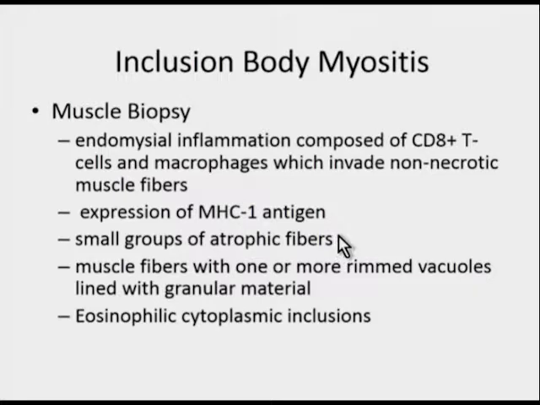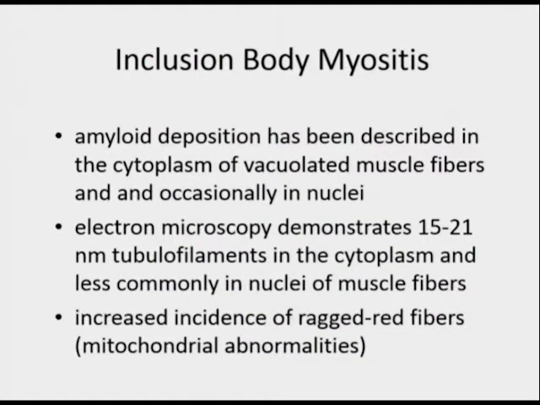We can see small groups of atrophic fibers, so that sometimes these cases look as if they have both neurogenic and myopathic features. The typical and pathognomonic appearance is the presence of rimmed vacuoles lined with granular material. And looking closely, one can also sometimes find eosinophilic cytoplasmic inclusions. Amyloid deposition has been described, and by electron microscopy, one can find the typical tubulofilamentous inclusions in the cytoplasm and sometimes in the nuclei.